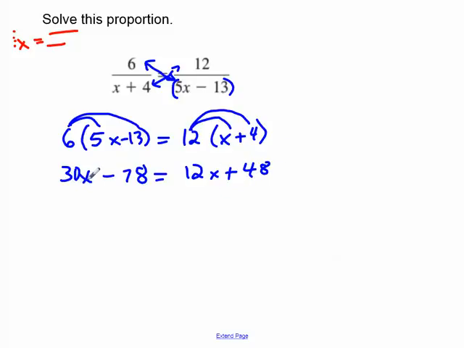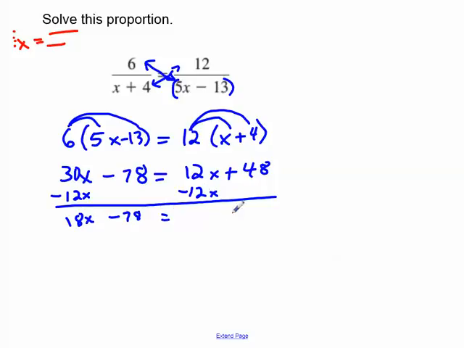Play the middle school dance. We'd combine like terms on this side and that side, nothing to combine. Now we do the middle school dance, put the variables on one side and numbers on the other. I'm going to subtract 12x over here. Keep things in columns, it helps a lot. Subtract 12x on the left side. 30x minus 12x is 18x, minus 78 didn't change, equals, this became 0, positive 48 is over here.